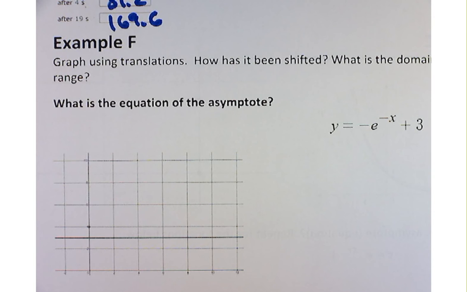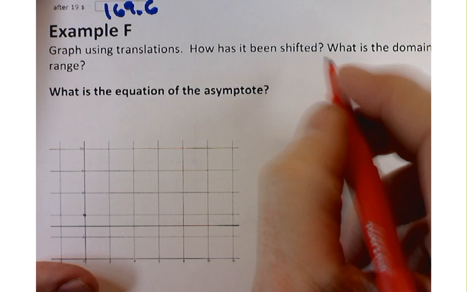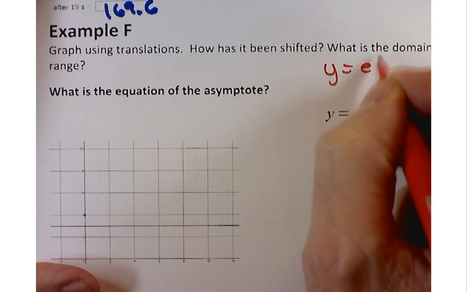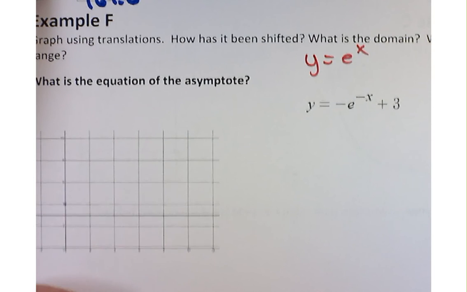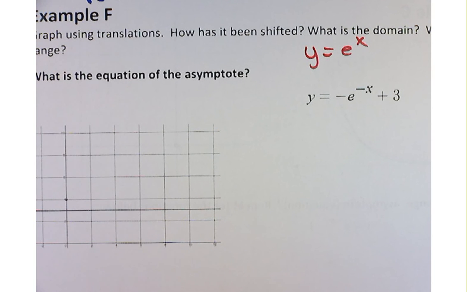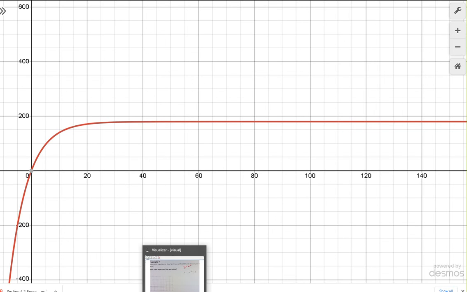Let's go back to example F, or let's work example F. Try and figure out how this graph has been shifted compared to y equals e to the x. How has it been translated, shifted? I'll give you a hint, there's a total of three things that are happening to that graph. While you're doing that, I'll set up some visuals for that.